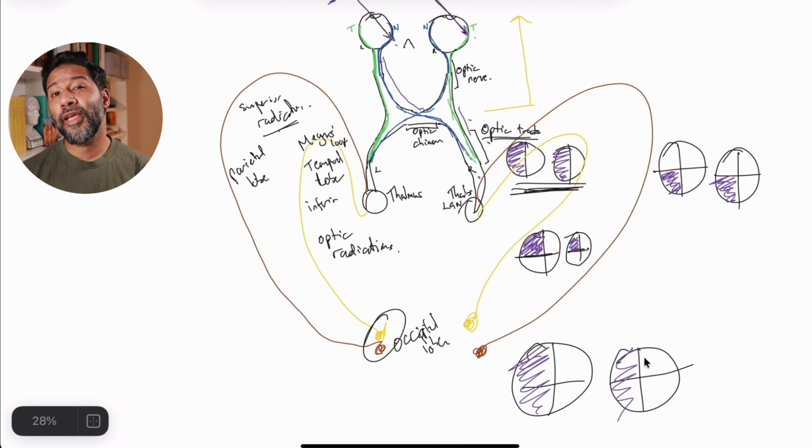But there's one important feature. The macula is spared. Now, the macula is the central part of the retina and it's responsible for sharp central vision. Central vision goes to the occipital pole, which is right at the tip and the middle of the visual cortex. In PCA strokes, posterior cerebral artery, we'll get to vascular anatomy soon, that affect the occipital lobe, central vision is often preserved, even when the peripheral field is gone.